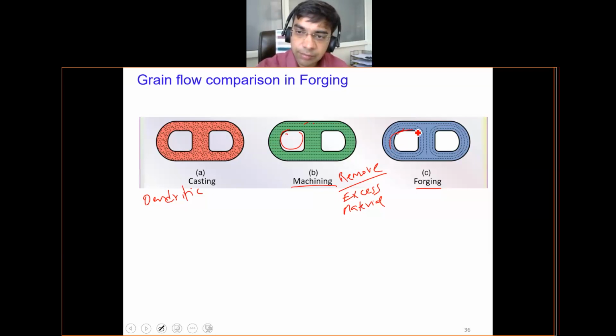So they are not removed, but they are rearranged so that the final product takes the shape of the die. This type of structure, where you rearrange the grains instead of removing them, basically enhances the strength of the material. Hence, that's what I am discussing, that forged products are used in several critical applications.